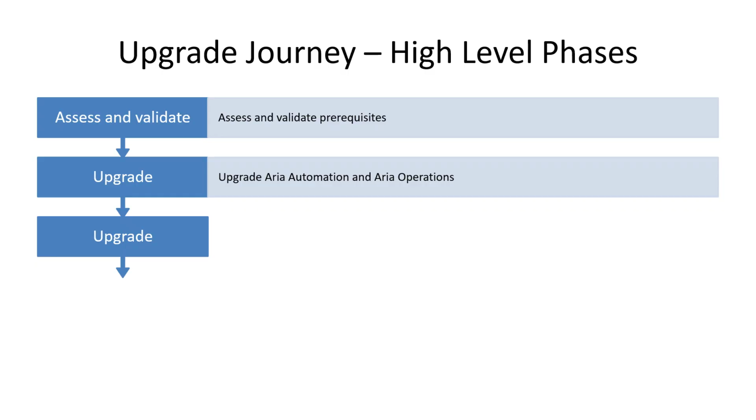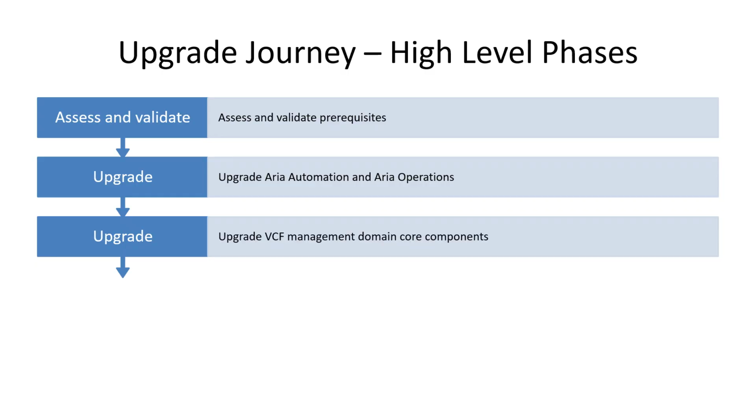Then phase 3, we are going to upgrade the VCF management domain and core components. The third phase is upgrading the VCF management domain. This includes SDDC Manager, NSX, vCenter, and ESXi hosts. This is the most technically intensive phase and must be done in a very specific order as per the sequence given by VMware.